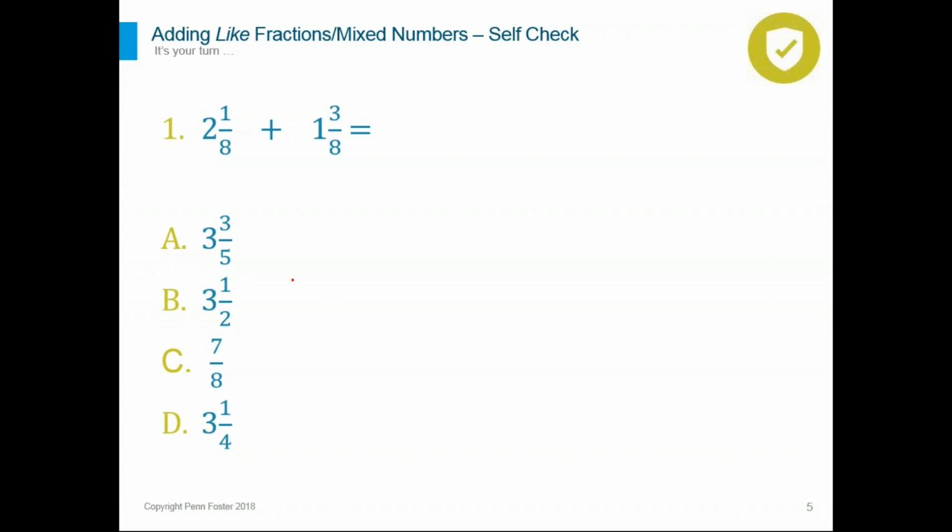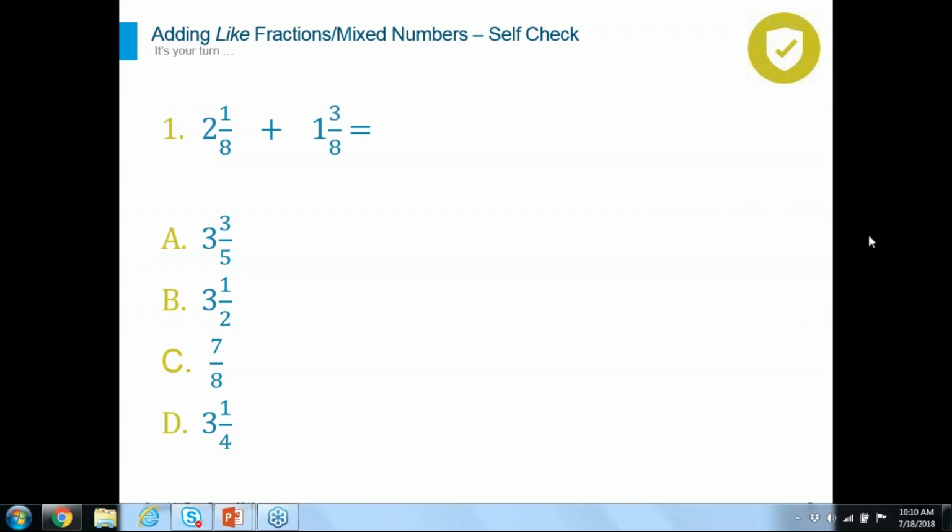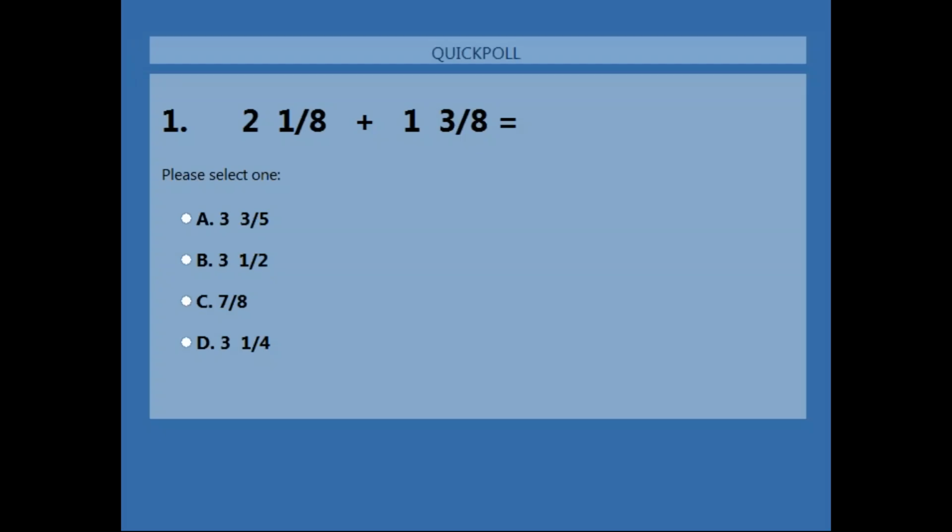Two and 1 over 8 plus 1 and 3 over 8 equals what? I'm going to change my screen. You'll be able again to see the same question, but this time you have a chance to enter your answers. What do you think? What is the correct sum of these two mixed numbers?